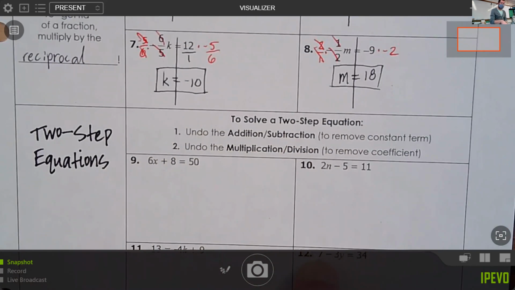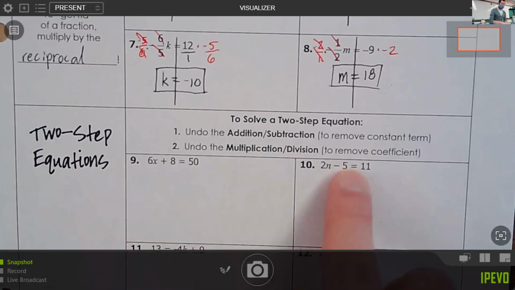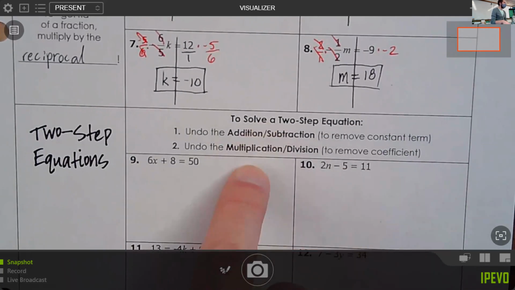And then it says undo the multiplication or division in order to remove the coefficient. The coefficient is the number that is next to the variable. So 6, 2, -4, -3. Those would be the coefficients in these problems. What do you notice about the order that these are done in? Addition and subtraction, getting rid of those first, and then getting rid of the multiplication and division.